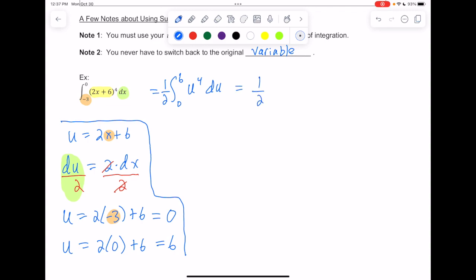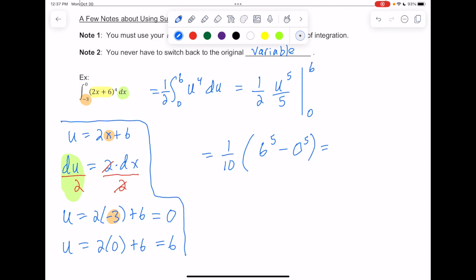The 1/2 we'll leave alone. Antiderivative of u to the fourth, we just get to use the power rule, so u to the fifth over 5. We don't have to do the plus c when we're doing definite integrals, but we do have to plug in the limits of integration. That 1/2 in the over 5 is a 1/10. I'm going to just pull that out front. And then plug the 6 into the u to the fifth, so that'll be 6 to the fifth minus 0 to the fifth, which of course will just be a 0.